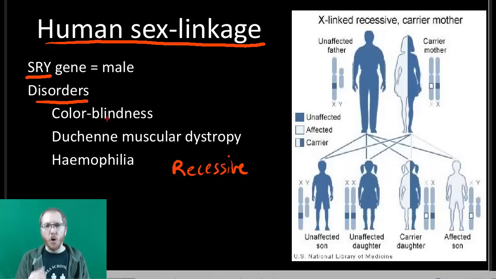Duchenne's muscular dystrophy is only males are affected, because people that get Duchenne's muscular dystrophy are either dead or incapacitated by the time they would reach an age where they could sexually reproduce. And so people with Duchenne's do not sexually reproduce, which means they cannot pass it on. Because for a daughter to get Duchenne's, the father has to have it, because the daughter has to get 2 bad alleles. So one from the dad, one from the mom.